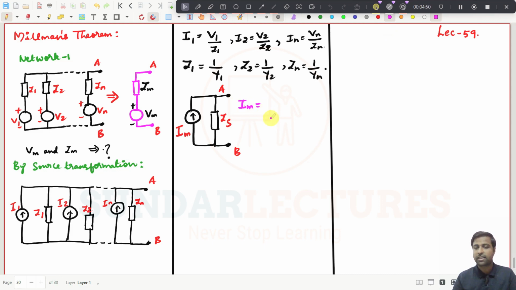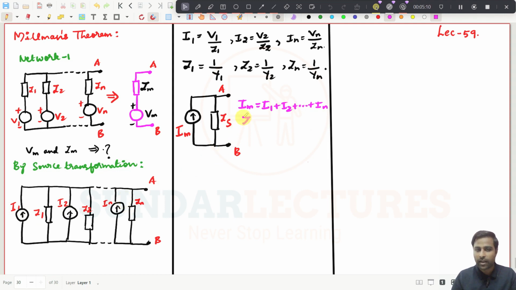If current sources are connected in parallel, then obviously all the current sources can be added. If voltage sources are connected in parallel, then all the voltage sources can be added. Since all the current directions are the same, I can write this as I1 plus I2 and so on up to IN. How many current sources are connected?